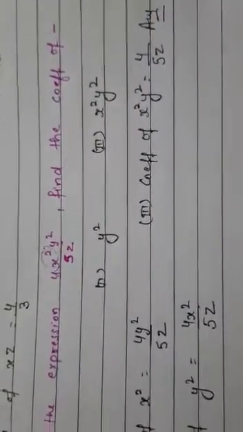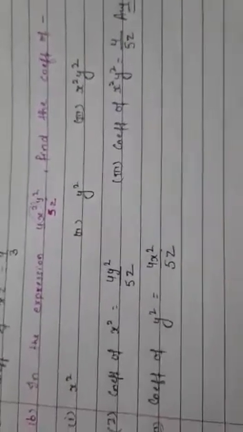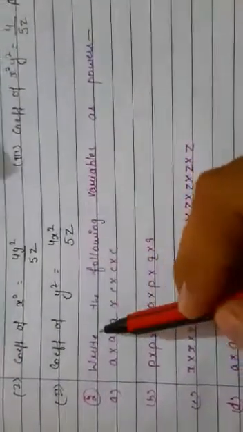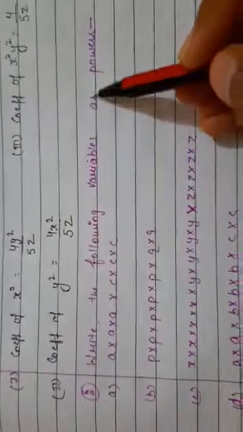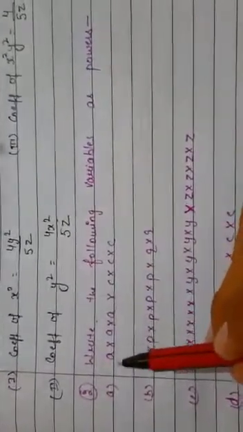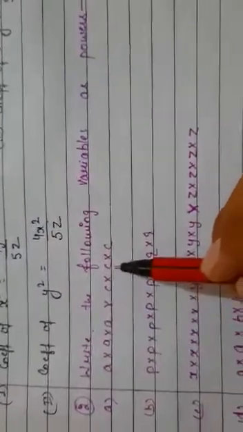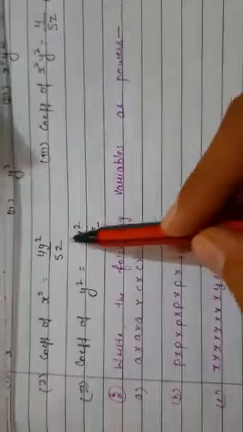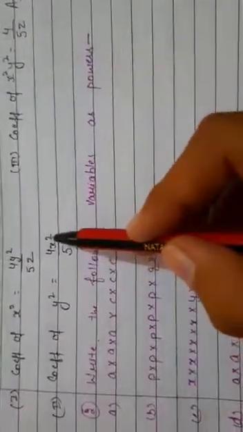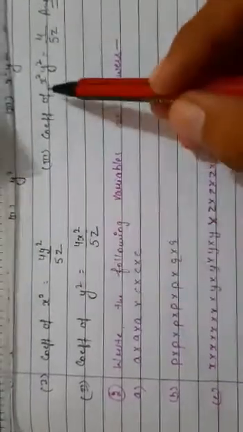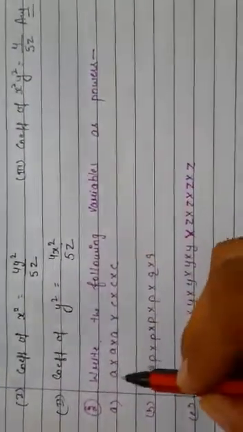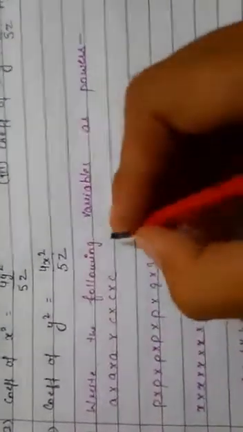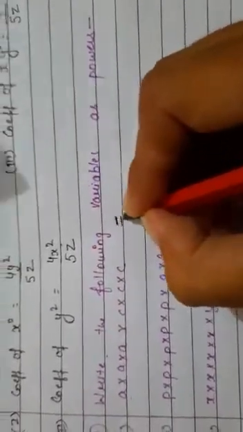Clear to all up to this? If any doubt, you can ask. Next, see the second question. Write the following variables as powers. This is given in the question like this way. So we have to write these variables as a power. See here written y square, x square y square. Here also, we have to write in the form of powers, in terms of powers.